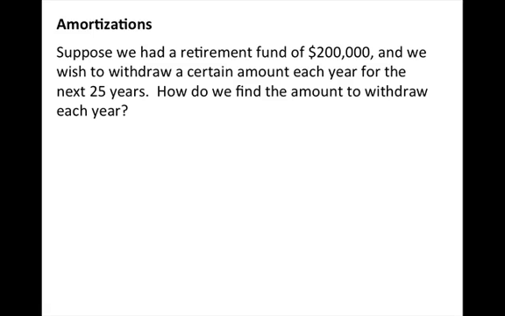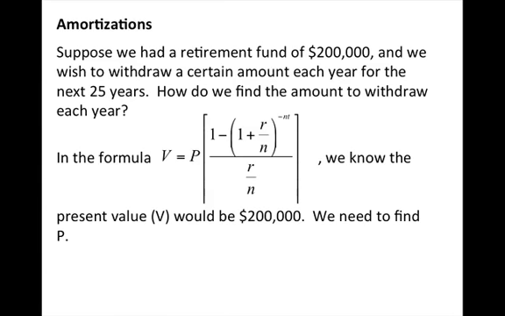Next, we're going to look at amortizations. So suppose we had a retirement fund of $200,000 and we want to withdraw a certain amount each year for the next 25 years. How do we find the amount to withdraw each year? Well, if we look at this formula, V equals P times 1 minus 1 plus R over N to the negative NT divided by R over N, we know the present value V would be the $200,000. This time we're looking for the P.